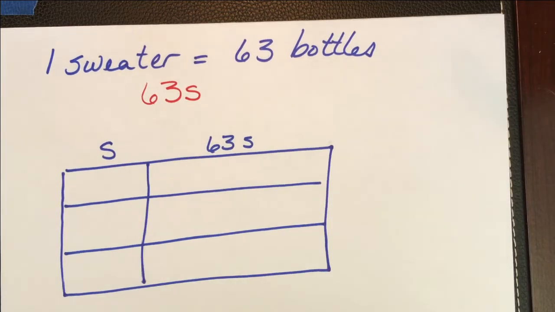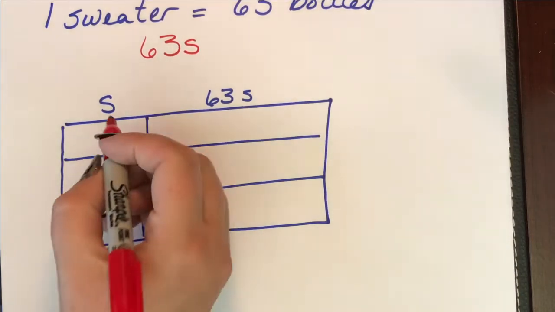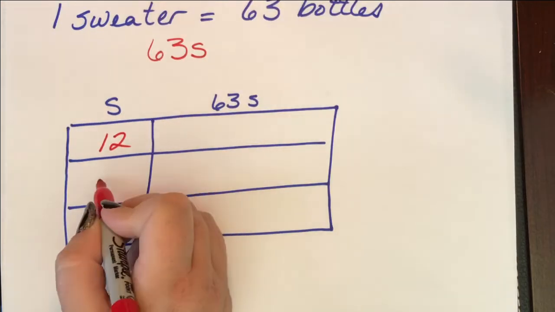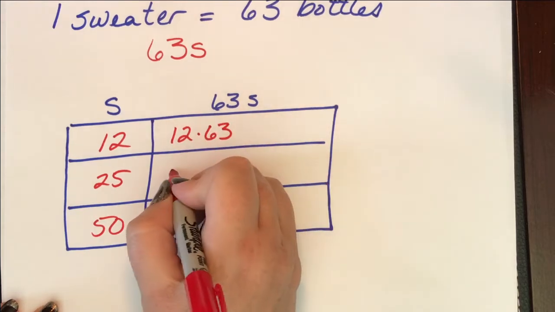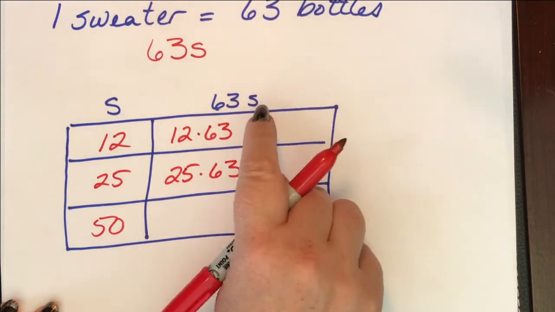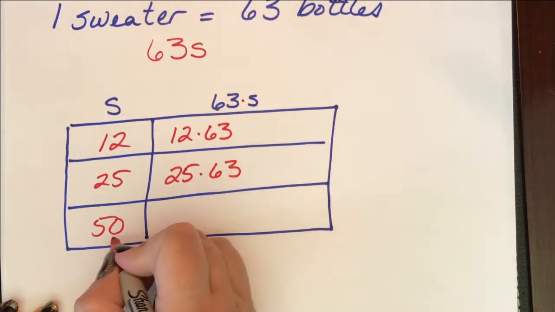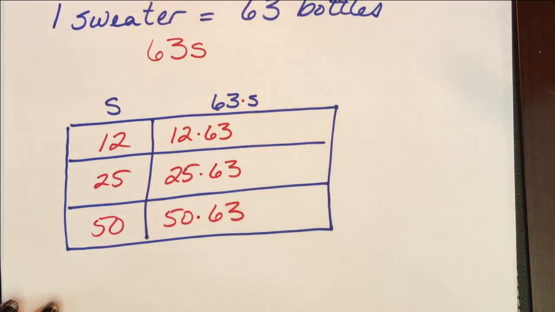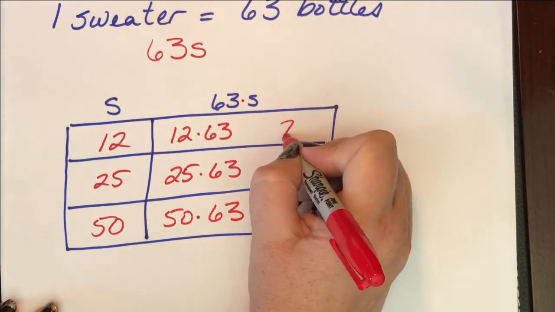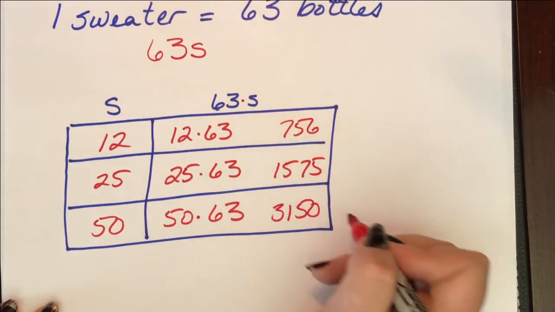And then in 4B, they're looking for us to fill out a chart. They want to know how many it's going to take for 12 sweaters, 25 sweaters, and 50 sweaters. So we're going to take each of these numbers and multiply it by 63, because each of these represents S. So this is actually 63 times S. So here's our S, and here's our 63, because in multiplication order doesn't matter. And then you get out your calculator and you end up with 756 and 1575 and 3150.